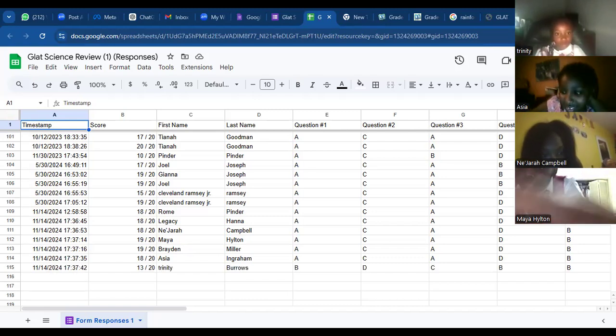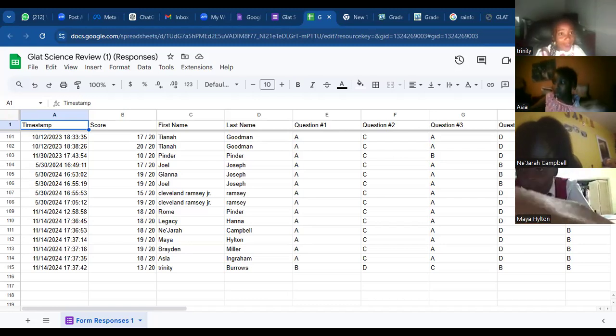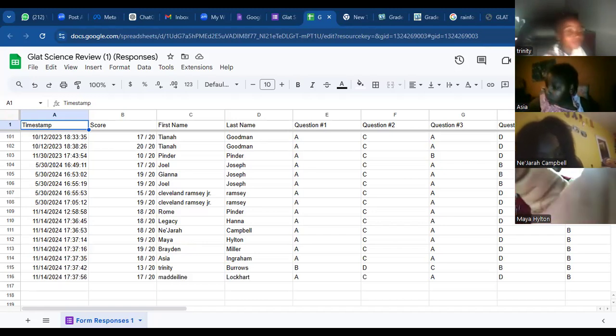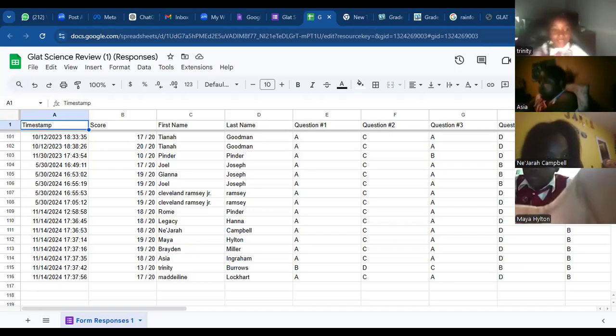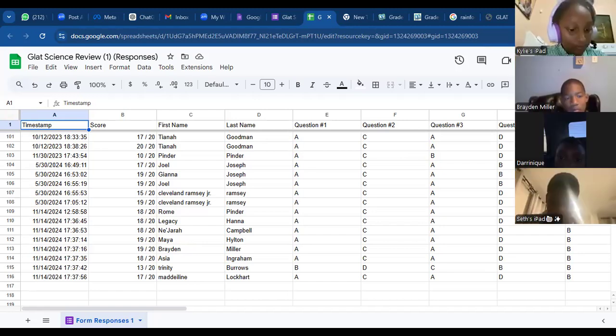Trinity, 13 out of 20. How did you get 13 out of 20? You have to redo it. 20 out of 20, that's what I need. 20 out of 20. All right. Madeline, 17 out of 20. Redo it. I get 13 out of 20. Well, look and see which ones you got wrong.